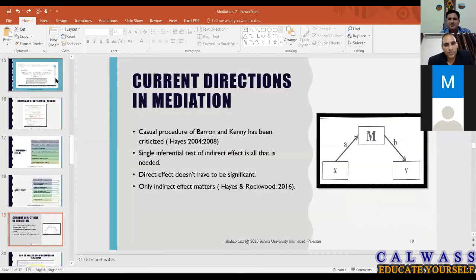So the current approach is, Preacher and Hayes have done a lot of work on this, conditional process and mediation. According to the latest literature, we can test the mediation through the indirect effect.